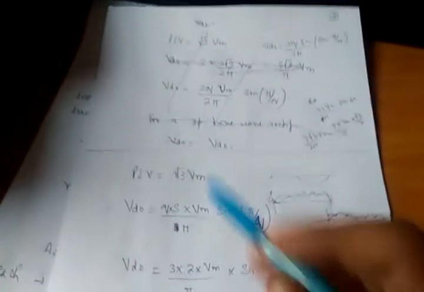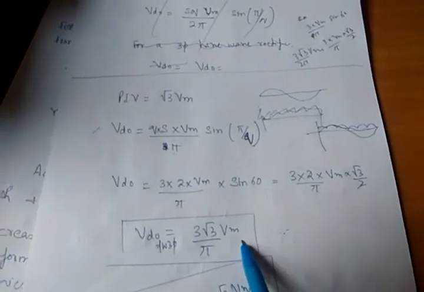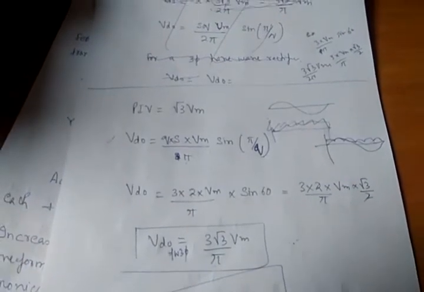Vd naught is equal to peak inverse voltage root 3 Vm, and Vd naught is equal to 3 root 3 upon pi Vm, which is twice that of the output voltage in case of a 3-phase half-wave rectifier.